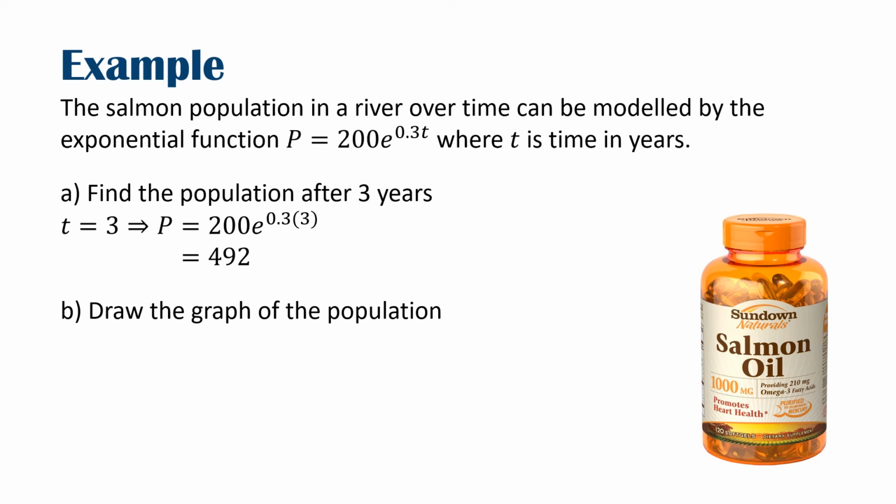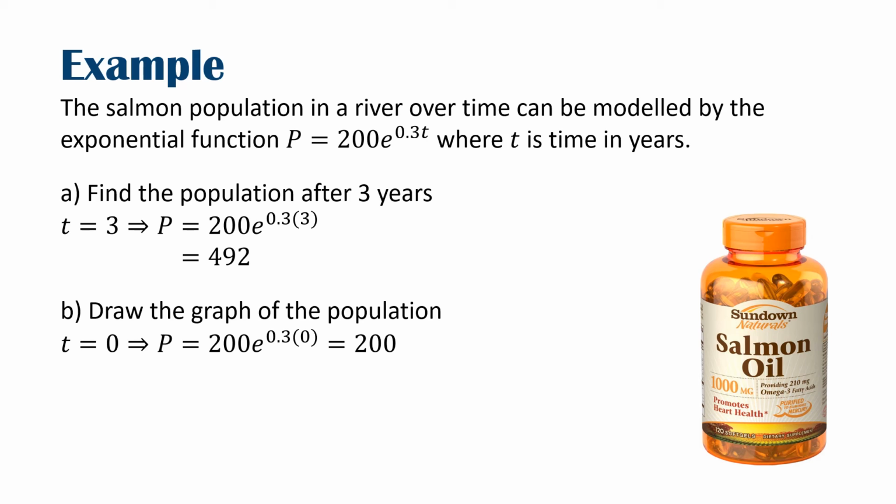Part B, we want to draw a graph of this particular population. In a situation where you're having to do this on paper, you would have to plot points. All right, so we're going to start off with t is 0. There's no point doing negative numbers because this is a population. We can't go backwards in time. We're going to start with 0. So when t is 0, we get that the population is going to be 200.